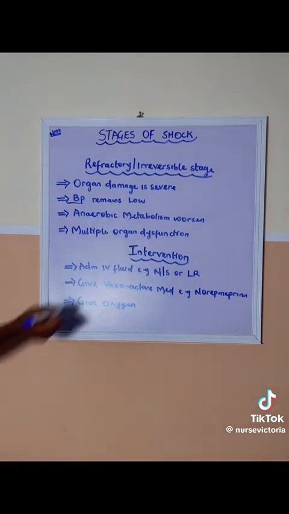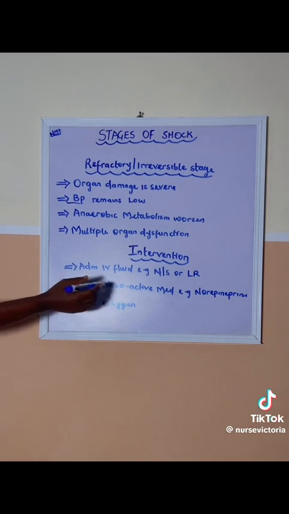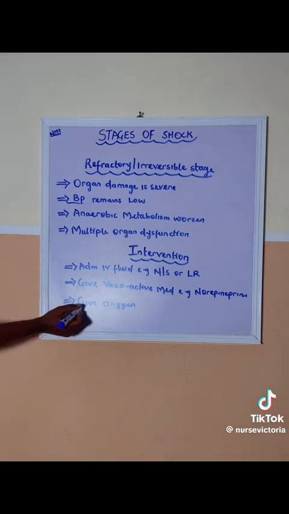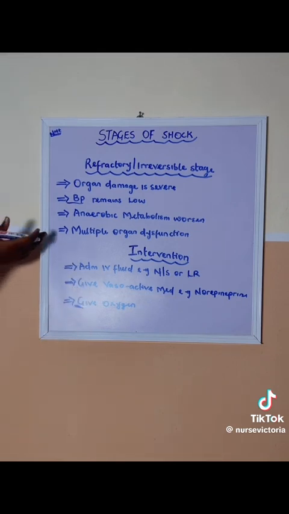So here are the interventions. Number one, you want to administer IV fluids, either normal saline or lactated Ringer's, to expand blood volume and improve tissue perfusion. Then you give vasoactive medication. For example, you want to give norepinephrine and you want to give dopamine. Then the last one, you give supplemental oxygen. We still have other interventions, but these are just a few. So this is everything you need to know about shock.